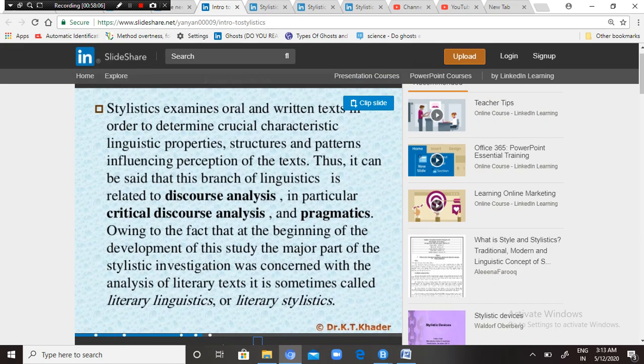Stylistics examines oral and written texts in order to determine their characteristic linguistic properties, structures, and patterns influencing the perception of the text. Thus it can be said that this branch of linguistics is related to discourse analysis and particularly pragmatics, and the major part of stylistic investigation is concerned with the analysis of linguistics.